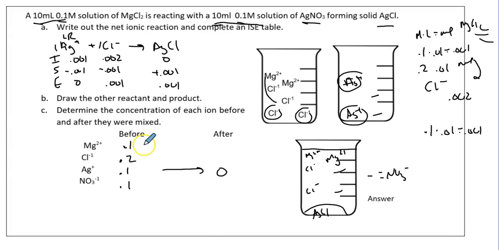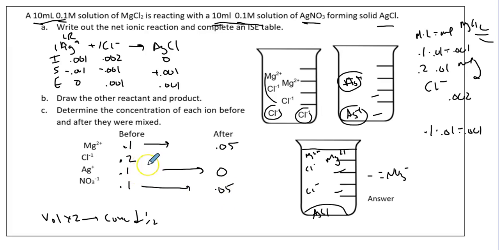So the magnesium just got diluted. Now 10 and 10 is easy to do. My volume doubled, so my concentration became half of that. So 0.05. Alright, the nitrate did nothing, also goes to 0.05. The chloride, however, is a little different.